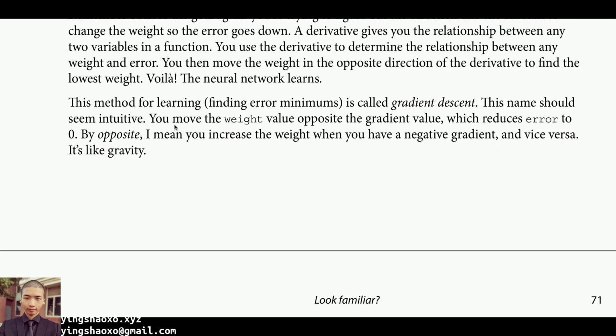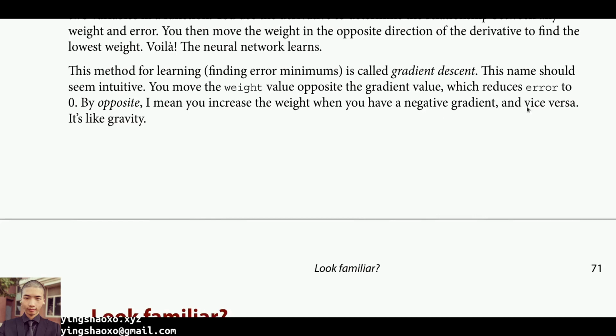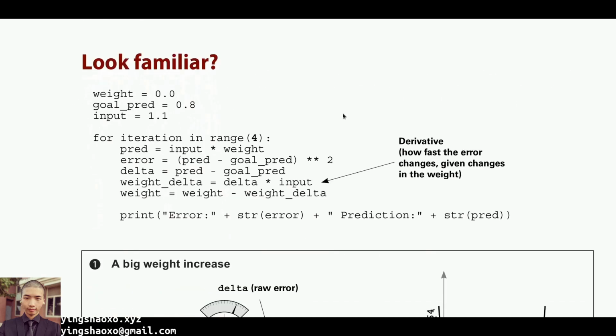This line should seem intuitive. You move the weight value opposite the gradient value, which reduces error to zero. By opposite, I mean you increase the weight when you have a negative gradient, and vice versa.